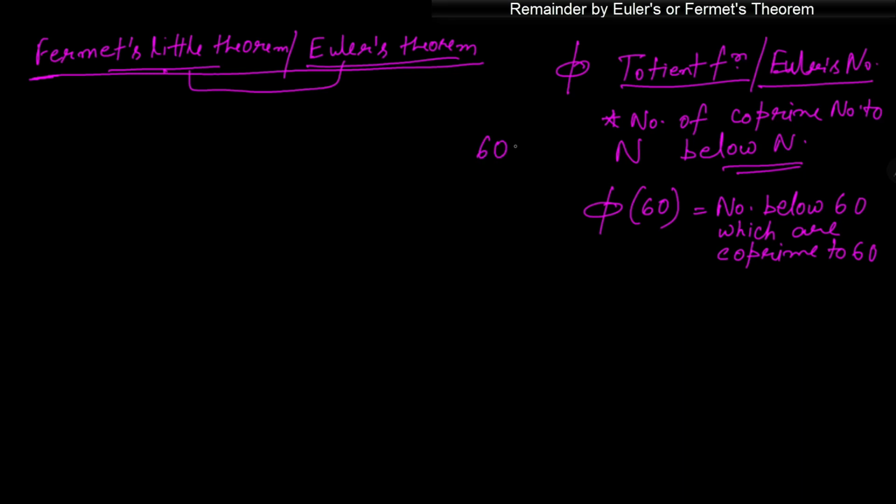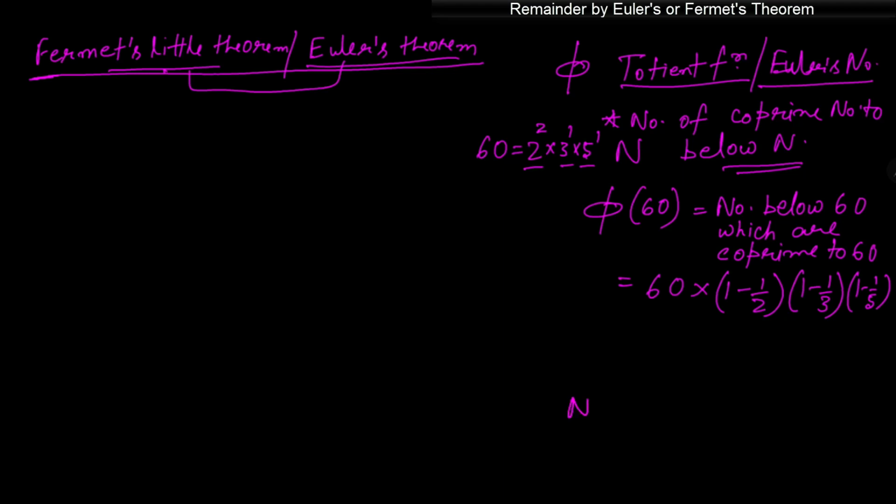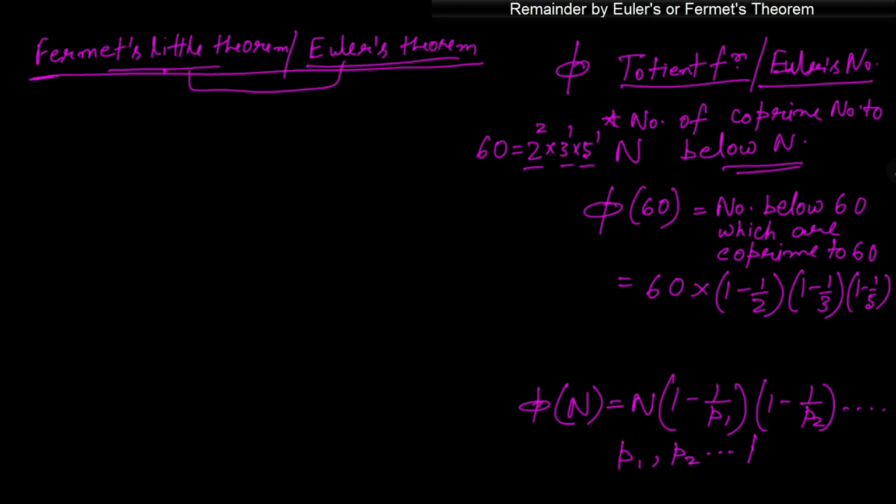Factorize 60. If you factorize 60, you get 2 to the power 2 into 3 to the power 1 into 5 to the power 1. Don't worry about the powers. Identify the prime factors. Prime factors are 2, 3, 5. So totient function of 60 or Euler's number of 60 is straight away equal to 60 into (1 minus 1 by 2) into (1 minus 1 by 3) into (1 minus 1 by 5). So the standard process is phi of any number n is equal to n into (1 minus 1 by p1) into (1 minus 1 by p2) and so on, where p1, p2 are prime factors of n.